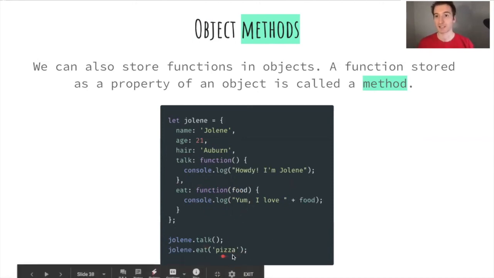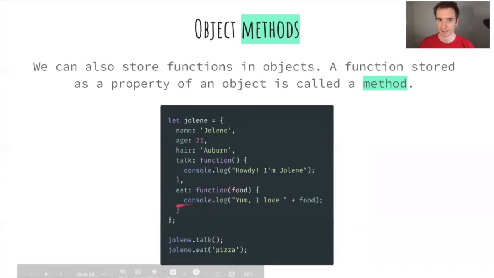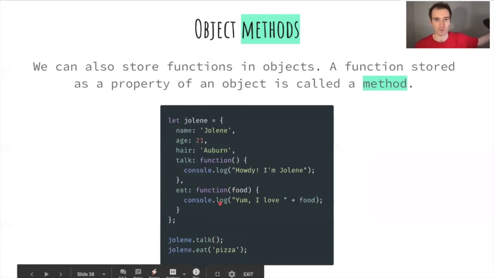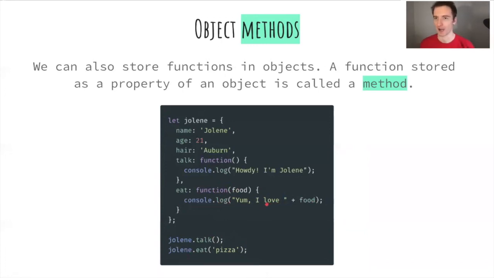Okay, but we can also pass arguments in. Same with a normal function. Inside the parentheses, we can give values, and then that function is going to use that value to do something different. So if we call jolene.eat, passing in pizza, we'll get back, okay, yum, I love, plus pizza, essentially.